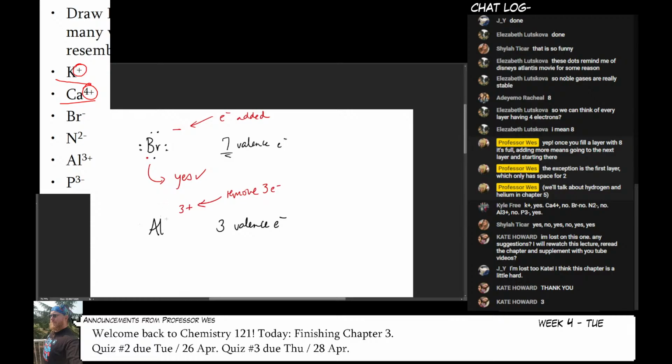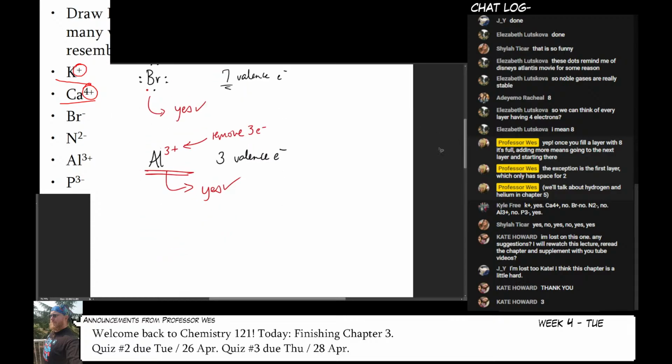In doing this, did I make an octet? Remember that if I end up on 0, it counts as an octet. So aluminum with a 3+ would be, yes, it follows the octet. I'm going to move this a little closer. There you go. All right, let's go to the nitrogen one that I skipped for some reason.